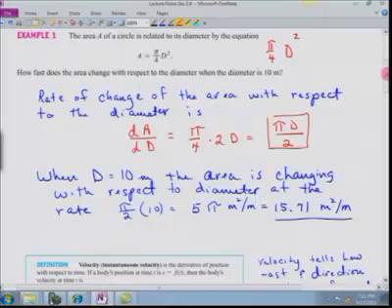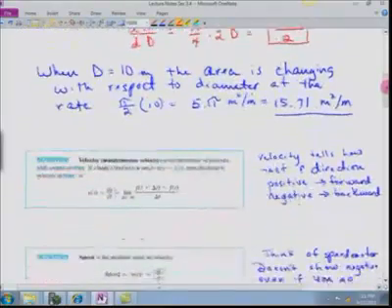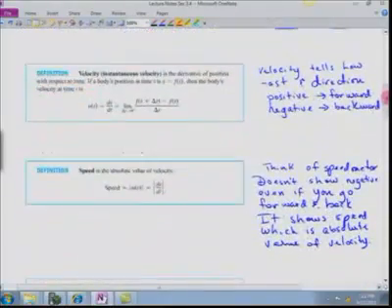Okay. And then some of these are just some definitions, but you can get these if you want to print the notes. Velocity is the derivative of position. So that's the first derivative. Velocity is the first derivative. And it tells how fast and what direction you're going. If it's positive, you're going forward. If it's negative, you're going backwards. So that's velocity, first derivative.